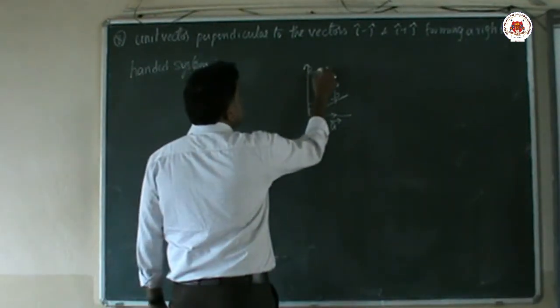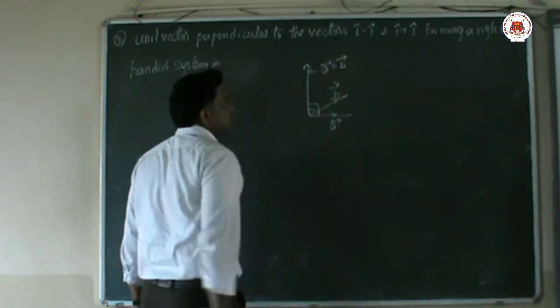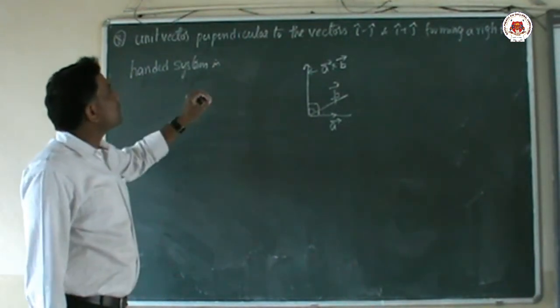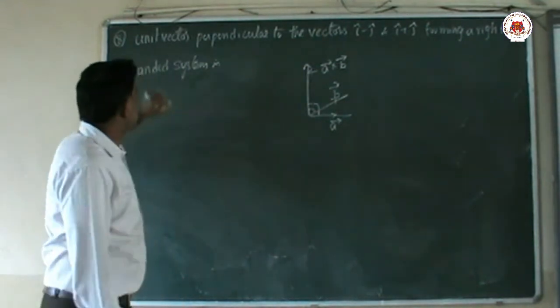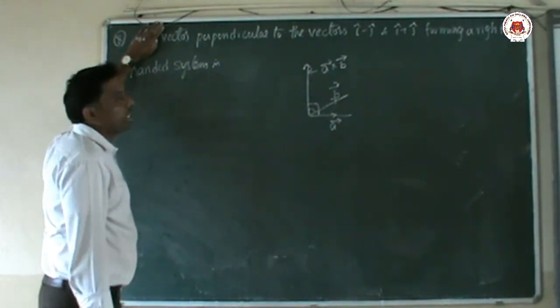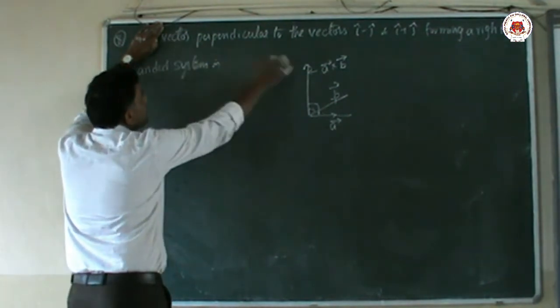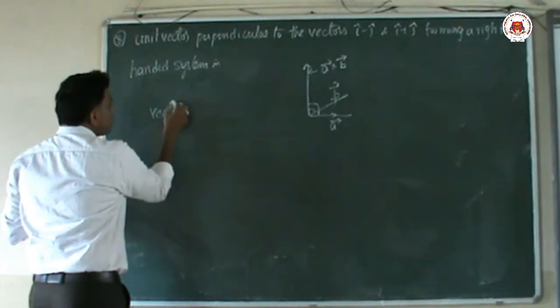So this vector is always nothing but vector A cross vector B. Here 3 important points. First point: suppose you ask only for a perpendicular vector, instead of a unit vector, there is no unit. Suppose we ask for the vector which is perpendicular to 2 vectors, it means A cross B. So 3 important points.